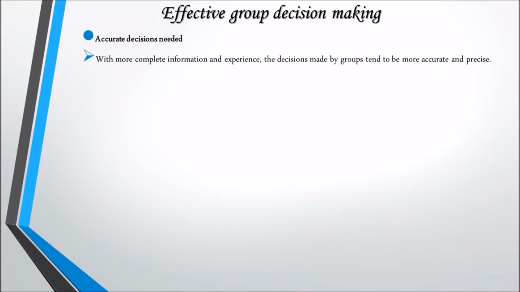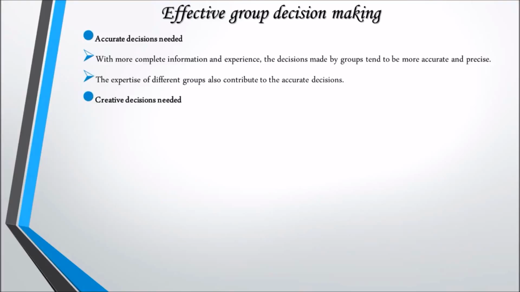So when will group decision-making be effective? There are 5 conditions. The first one is accurate decisions needed. With more complete information and experience provided within the group, the decisions made by the group tend to be more accurate, and also the expertise of different members contributes to accurate decisions.